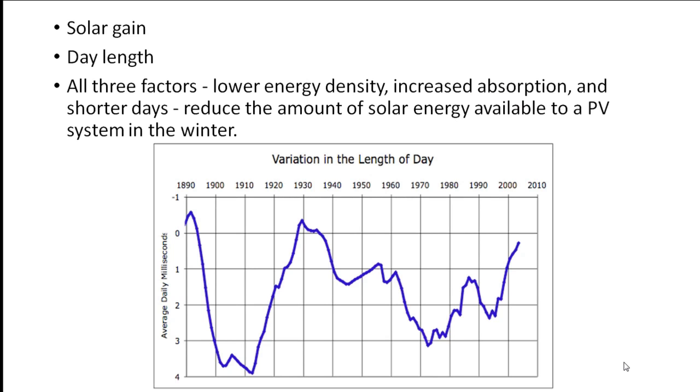Solar gain is also reduced in the winter because the days are shorter, that is, there are fewer hours of daylight during the winter months. Day length is determined by the angle of the Earth in relation to the Sun. During the winter, in the northern hemisphere, most of the Sun's rays fall on the southern hemisphere. All three factors, lower energy density, increased absorption, and shorter days, reduce the amount of solar energy available to a PV system in the winter.